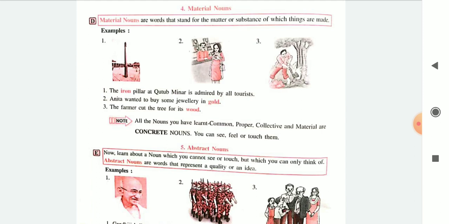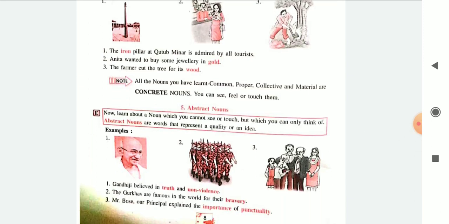They can only be felt because they represent a quality or an idea, like truth, non-violence, bravery, punctuality. Childhood, freedom, punishment. These are the examples of abstract nouns, and they cannot be touched or seen. You have to feel them, experience them. But as we do the exercise, I'm sure you'll get a better idea of abstract nouns.